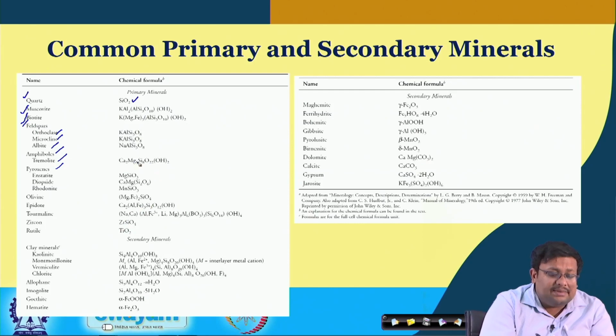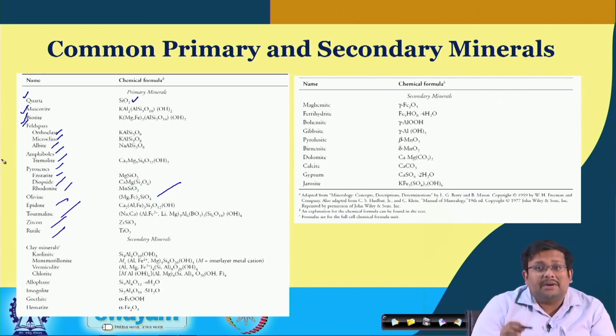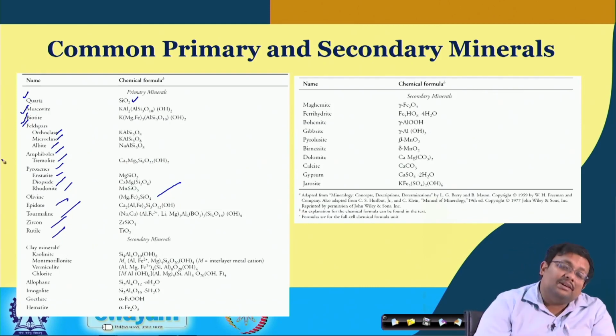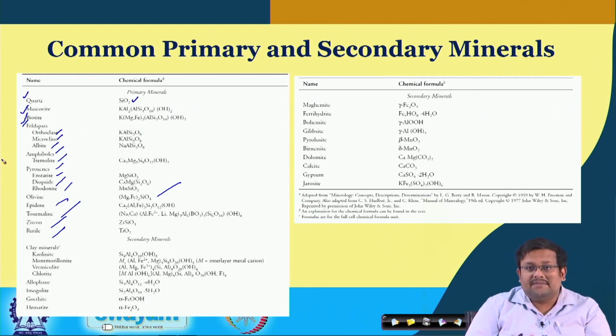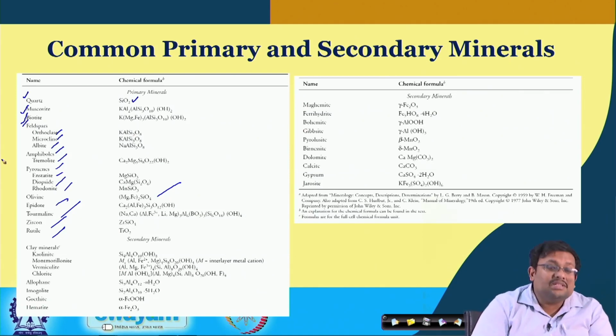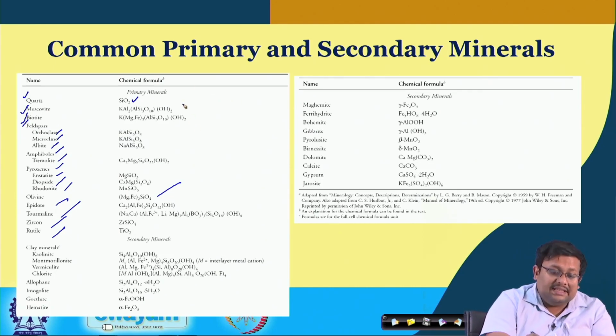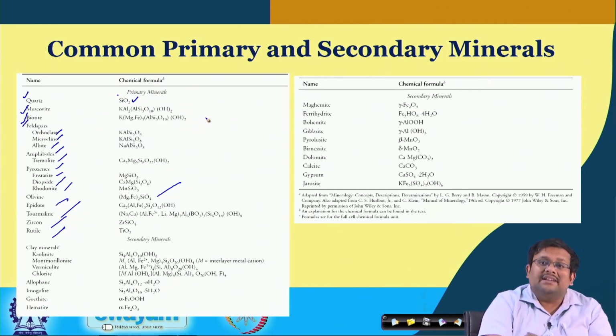Among the pyroxenes, there are different types, as you can see: enstatite, diopside, rhodonite, olivine, which is a ferromagnesian mineral, epidote, tourmaline, zircon, rutile. All these are different types of primary minerals, and you can see these primary minerals in the original composition of the rocks, because the rocks are mainly composed of these primary minerals, and unless the chemical nature of these primary minerals changes, they are not termed secondary minerals.